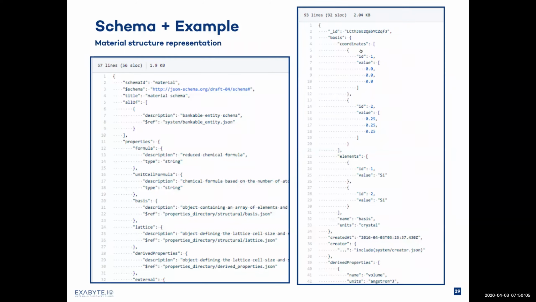And we have coordinates indexed by ID and the corresponding elements at each of these coordinates also given here. So this is how we define the keys and their types of data that is stored under these keys. And this is how we actually implement a particular material as an example.